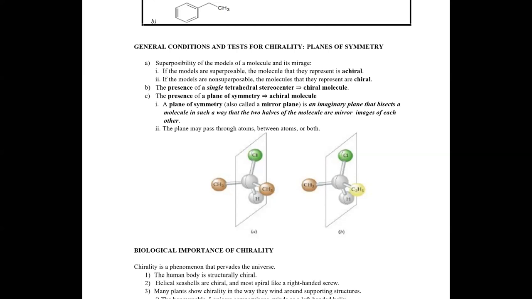Achiral. Then the opposite is true for a chiral molecule. Then the presence of a single tetrahedral stereocenter makes the molecule chiral. This one I didn't mention. The presence of a plane of symmetry makes the molecule achiral.